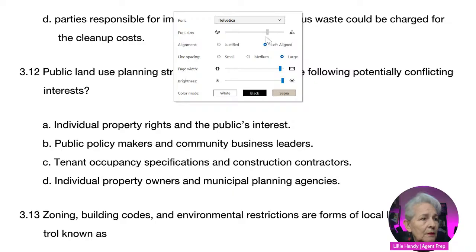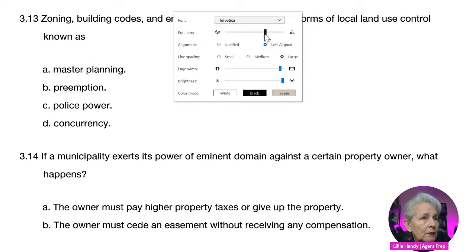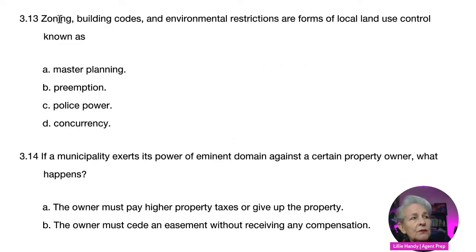Sometimes it doesn't work conveniently with me. Oh, well, I'll leave it there. Zoning, building codes, and then, number 13, right? Oh, gosh, you already answered number 13.